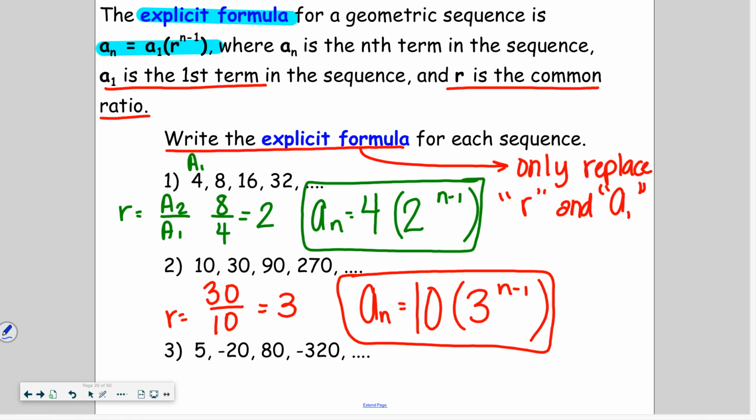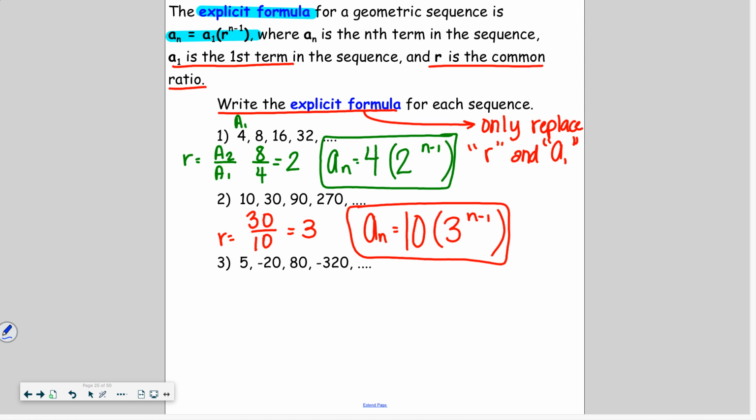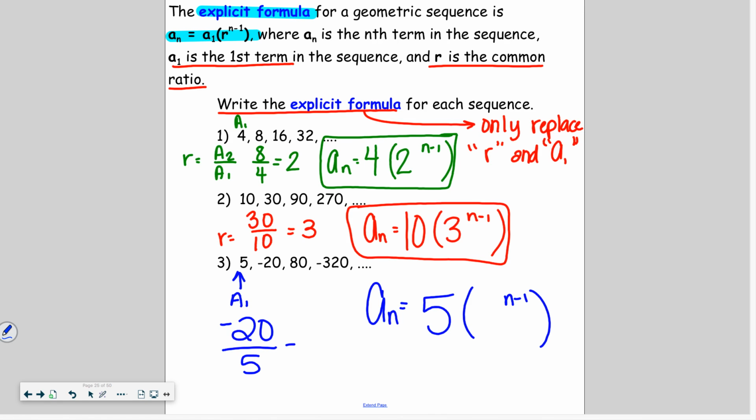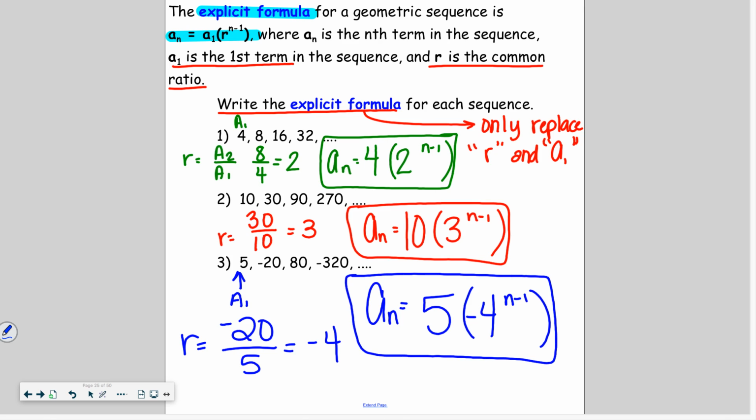All right, you try the last one real quick. Pause the video, try it, and see if you can get it. And then once you finished it, unpause and see if you got the same answer I got. So a sub n, we don't know what the r is yet. We do know what a sub 1 is, though. So a sub 1 is the 5. And then we do negative 20 divided by 5, which is negative 4. And there you go. That is your answer.